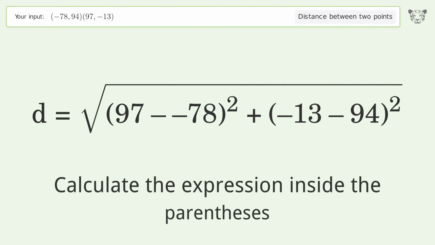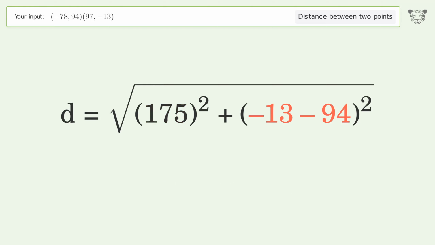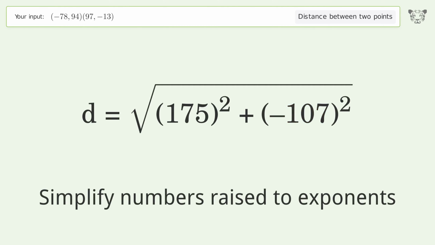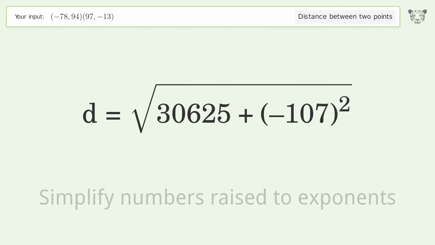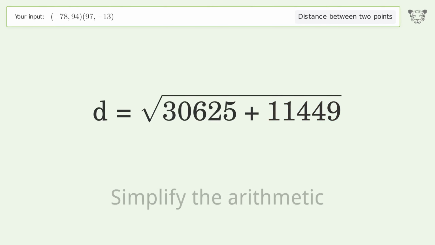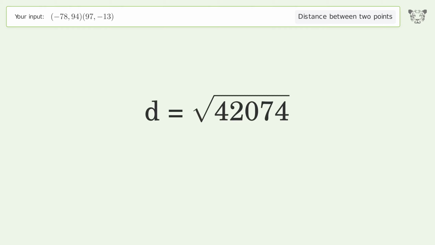Calculate the expression inside the parentheses. Simplify numbers raised to exponents. Simplify the arithmetic. And so the distance between the 2 points is the square root of 42,074, or 205.119.